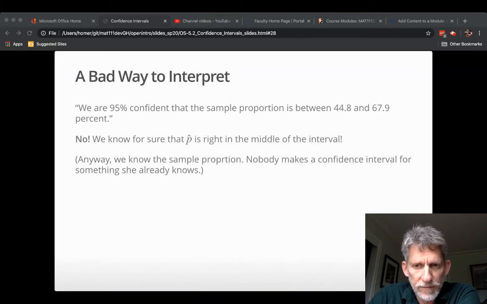We remember we've got a confidence interval for the proportion of all students at Georgetown College who are female that goes from 44.8 to 67.9%. One of the bad ways to interpret this interval is to say that we're 95% confident that the sample proportion is between 44.8 and 67.9%. That's totally not the right way, because we know that the sample proportion is right in the middle of that interval the way we constructed it. That 56.3% sample proportion is right smack in the middle.